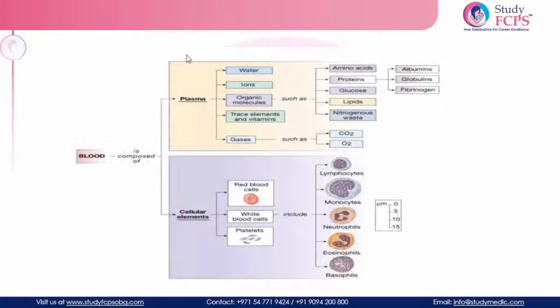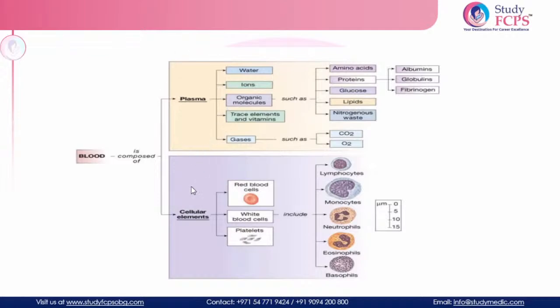So coming to the detailed composition, when we talk about plasma, it is 90% water, as we have read, and the other components in the plasma are ions, organic molecules like amino acids, proteins, glucose, lipids, nitrogenous wastes, and among proteins, albumin, globulin, and fibrinogen. All are the organic molecules which are components of the plasma. And then trace elements and vitamins and gases. Gases are most important because the main function of the blood is distributive function, as we will study later. So it is carbon dioxide and oxygen which are included in the plasma component of the blood.